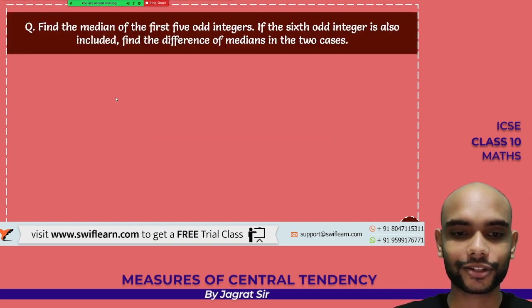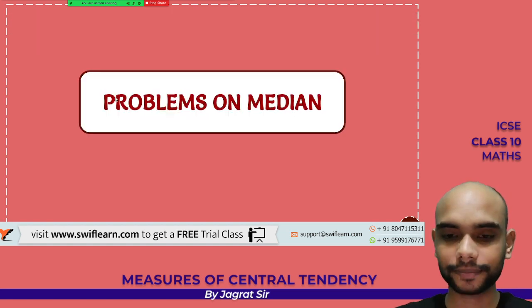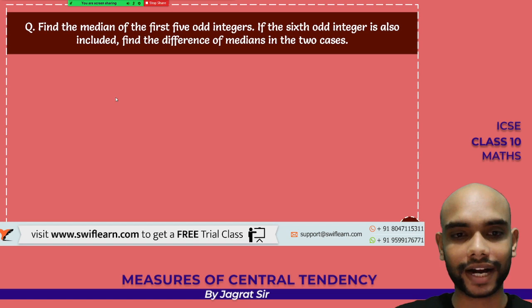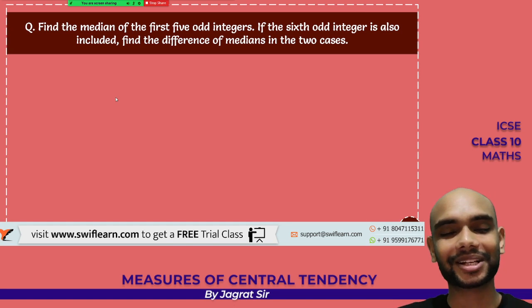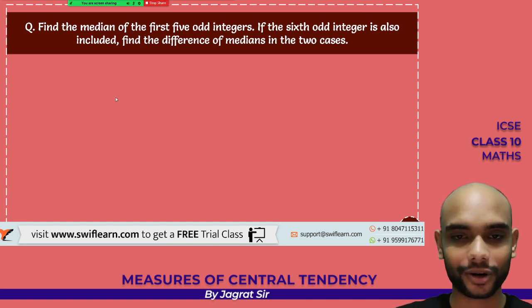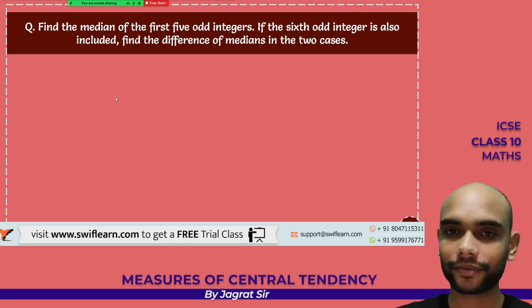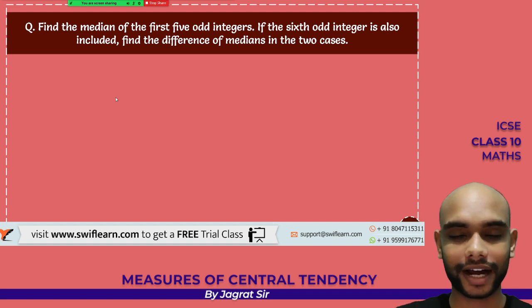Okay, so let's see some problems on median. Find the median of the first 5 odd integers. So किस को पता है odd integers क्या होते हैं? The numbers that are not divisible by 2 are known as odd integers. तो first 5 कौन से हो जाएंगे? 1, 3, 5, 7, 9.